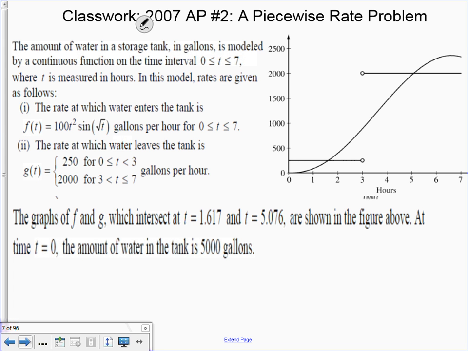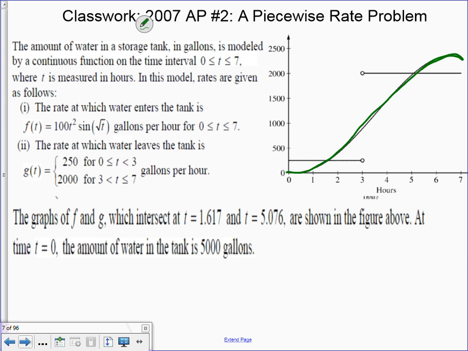It's number 2. The amount of water in a storage tank is modeled by a continuous function from time 0 to 7. Here's the interesting part. The rate at which water enters is f of t equals 100 t squared sine rad t gallons per hour. Now that's this one here. They've actually given you the graph, which I think is quite nice. So that's your rate at which it enters.